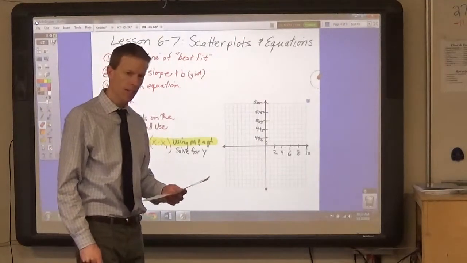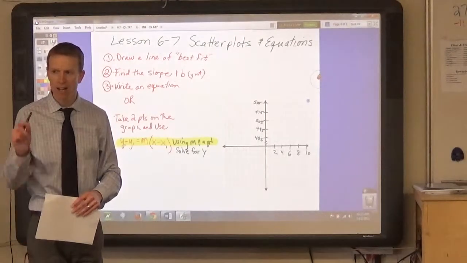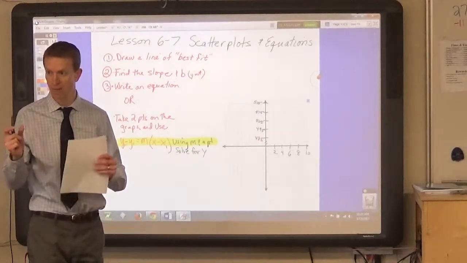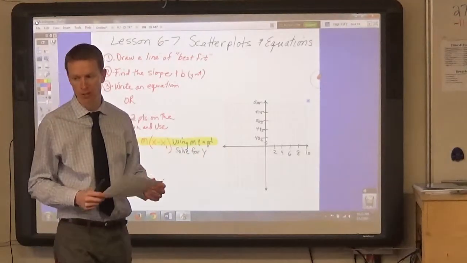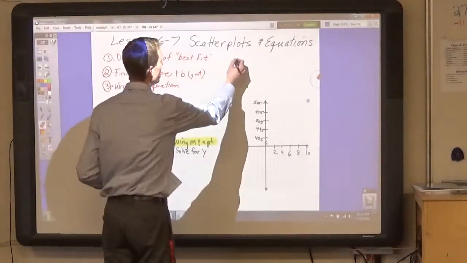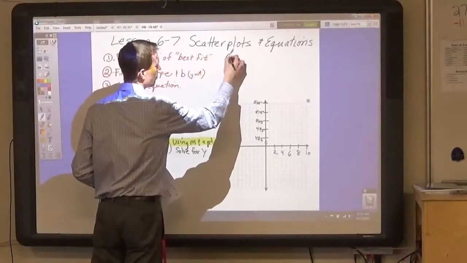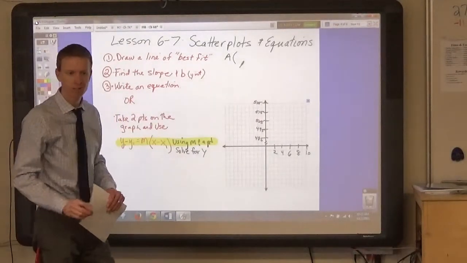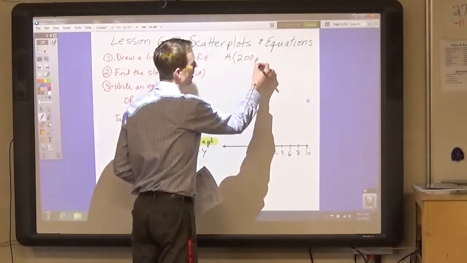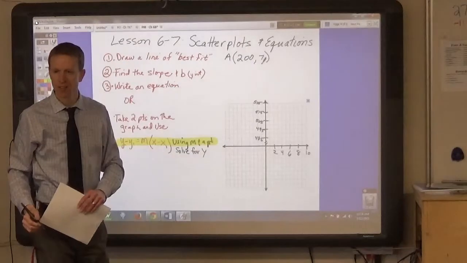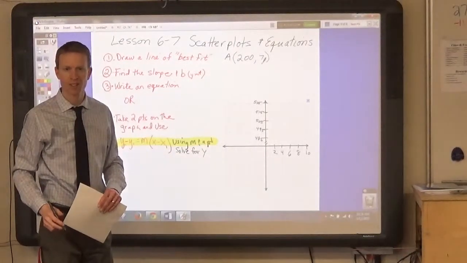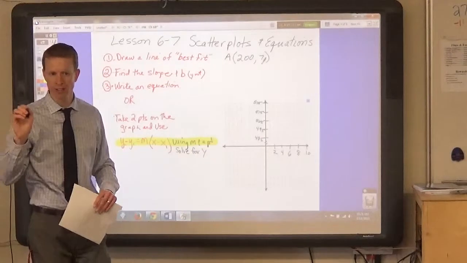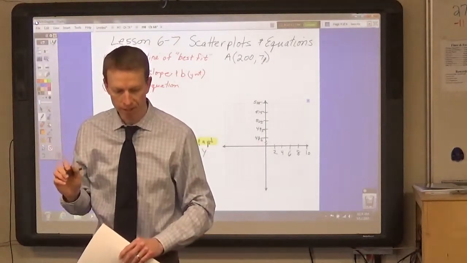Then, select two of the points that are on or really near that line. Select two of those points and figure out the coordinates of those points. They should be whole numbers. So, what's one point that you chose? 200, comma 7. So the x is 200 and the y is 7. And another point: 150 and 10. Everybody mark those 2 points on the scatter plot.